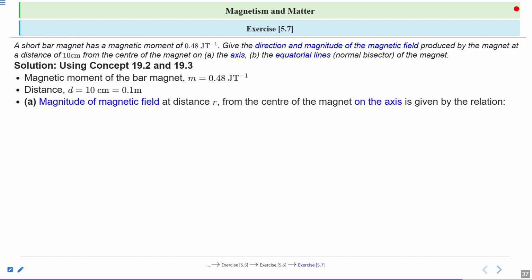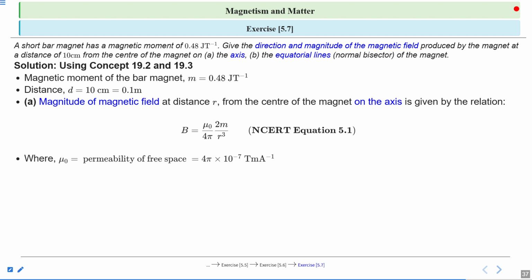For part A, on the axial line, the magnitude of magnetic field at a distance r from the center of the magnet on the axis is given by the relation B equal to mu naught by 4 pi, 2m by r cube. This is the magnetic field at the axial line at a distance r from a short dipole, that is, r is much greater than the length of the dipole. NCERT question 5.1. Here mu naught is the permeability of free space, which is equal to 4 pi into 10 to the power minus 7 Tesla meter per ampere.